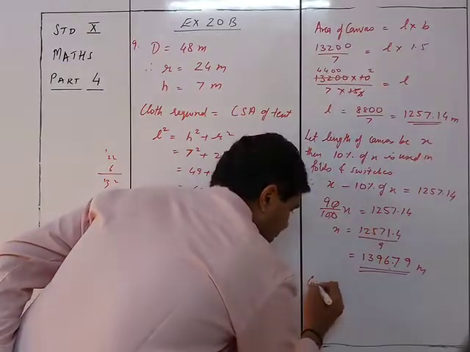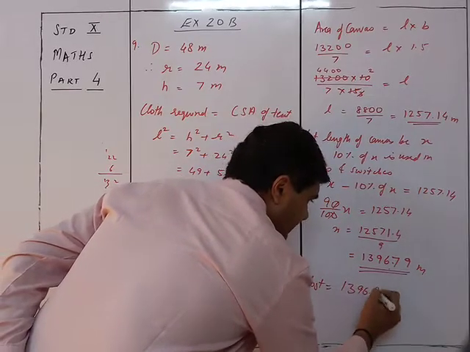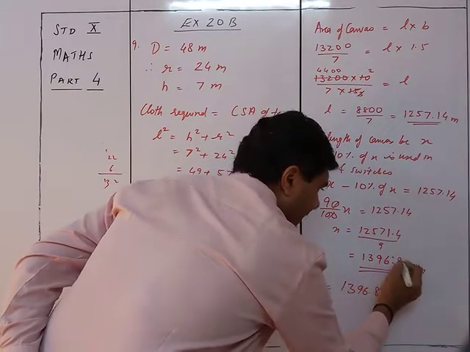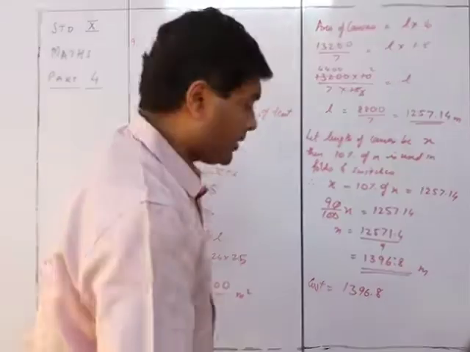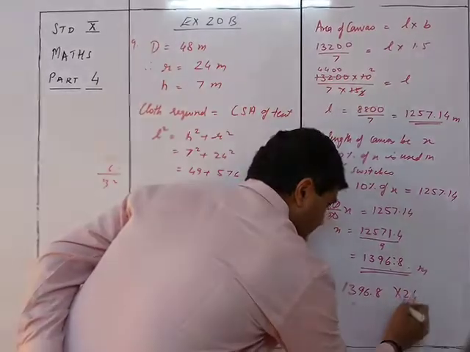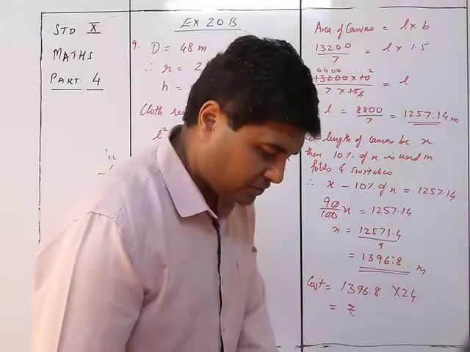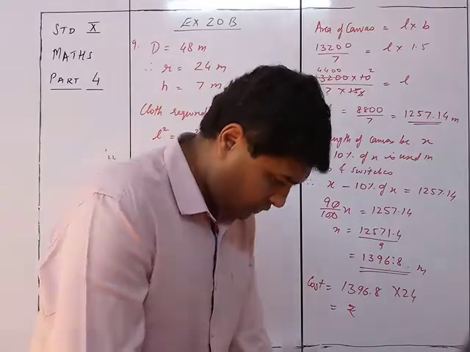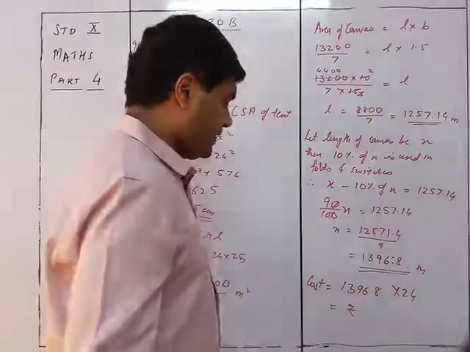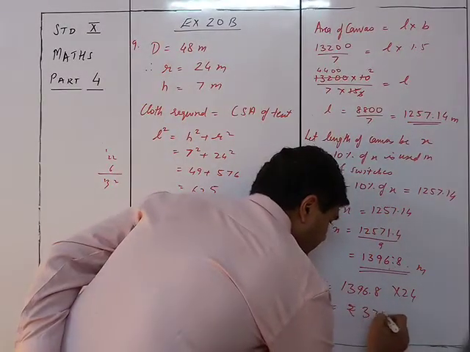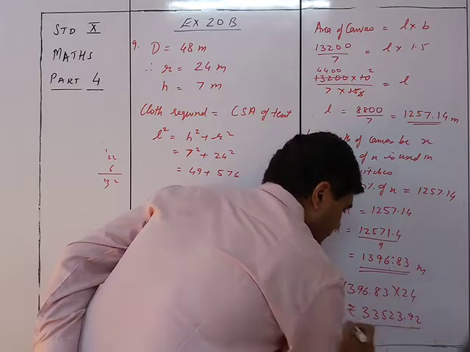And now the cost will be equal to 1396.8. We can take it as 8 directly, and you are going to multiply it with 24 rupees per meter. So into 24, that is going to give me the cost. So I'll just write the answer over here. You calculate it, it comes out to be 33,523.92. Okay, this is the answer.